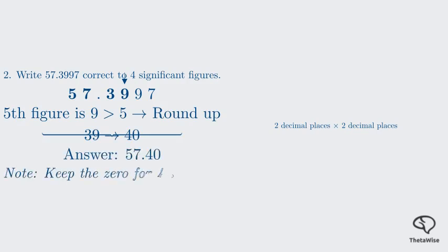Notice I included the 0 at the end. In significant figures, that trailing 0 is essential to show the level of precision required.